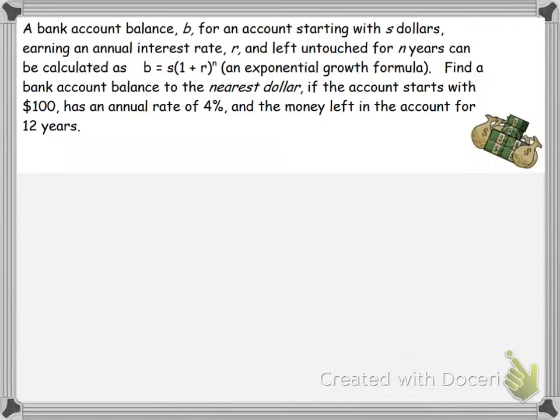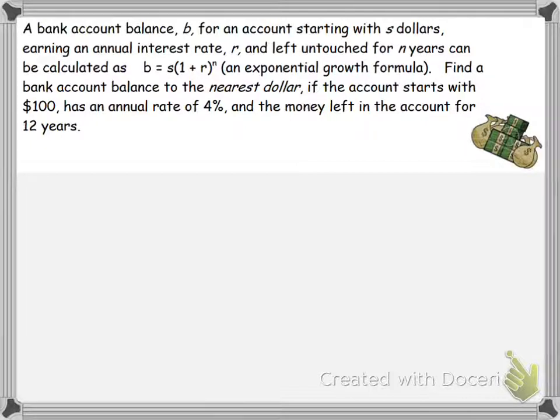All right, let's look at our first word problem. It says a bank account balance, B, for an account starting with S dollars, earning an annual interest rate, R, and left untouched for N years, can be calculated as B equals S times (1 plus R) to the power of N. And they are telling us it's an exponential growth. They want us to find the bank account balance to the nearest dollar if the account starts with $100, has an annual rate of 4%, and the money is left in the account for 12 years.